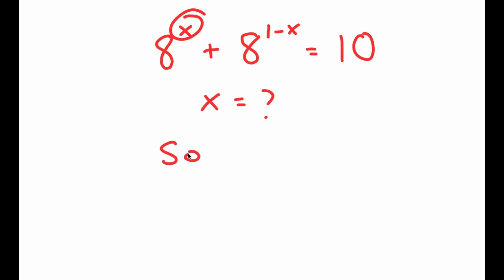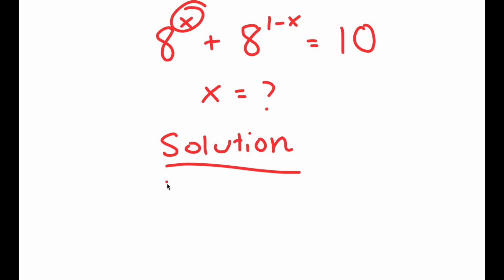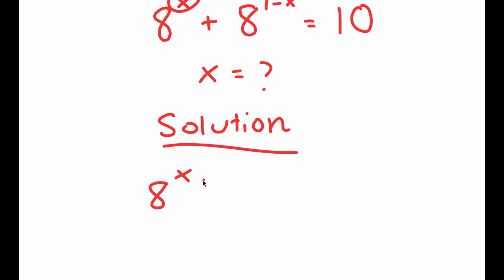And now for the solution part, I'm going to first start by rewriting my equation over here so we have more space to solve it. So my equation is 8 to the power of x plus 8 to the power of 1 minus x is equal to 10.